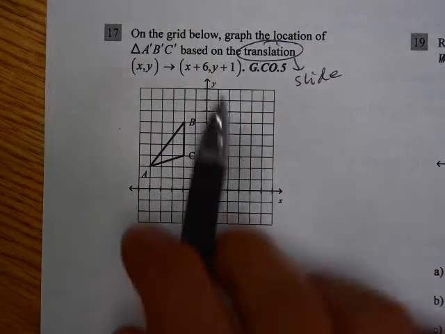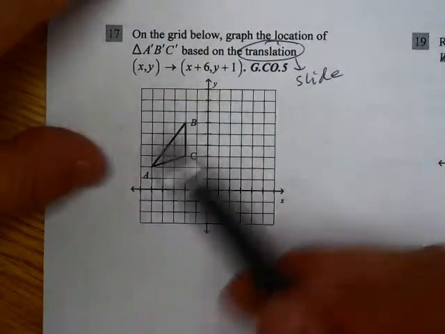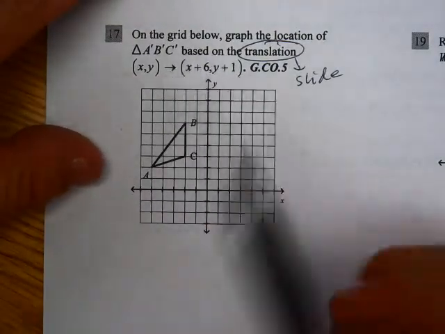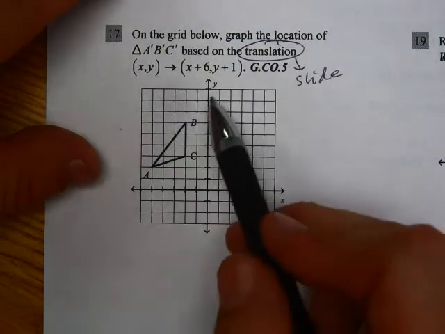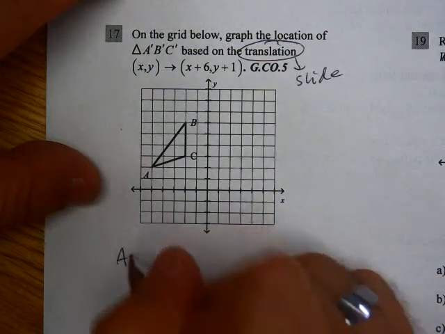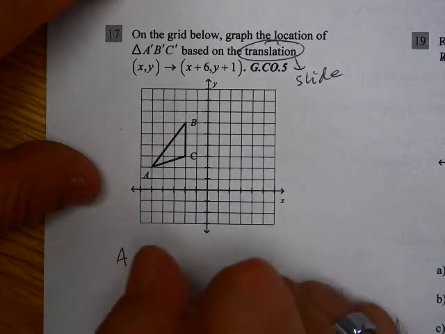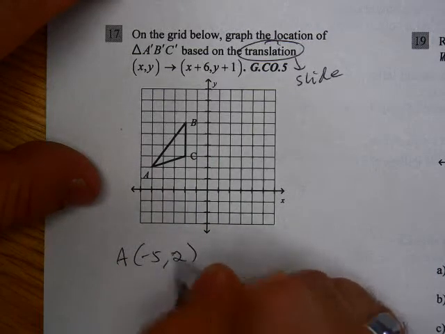Now to do that translation, if you look at the notation, some people are comfortable with plugging numbers in and the Algebra 1 aspect of it. So I'm going to look at this point A to find out where it's going. A is at negative 1, 2, 3, 4, 5, up 2. So this is negative 5, positive 2.